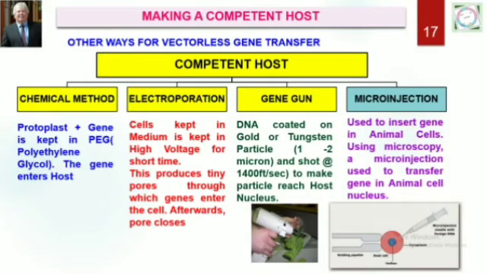In case of animal cells, there is another technique called microinjection. Using a microscope, a micropipette is used, and microinjection transfers the gene into animal cells. So it is very important for us to understand that the host has to be competent in order to accept the recombinant DNA.